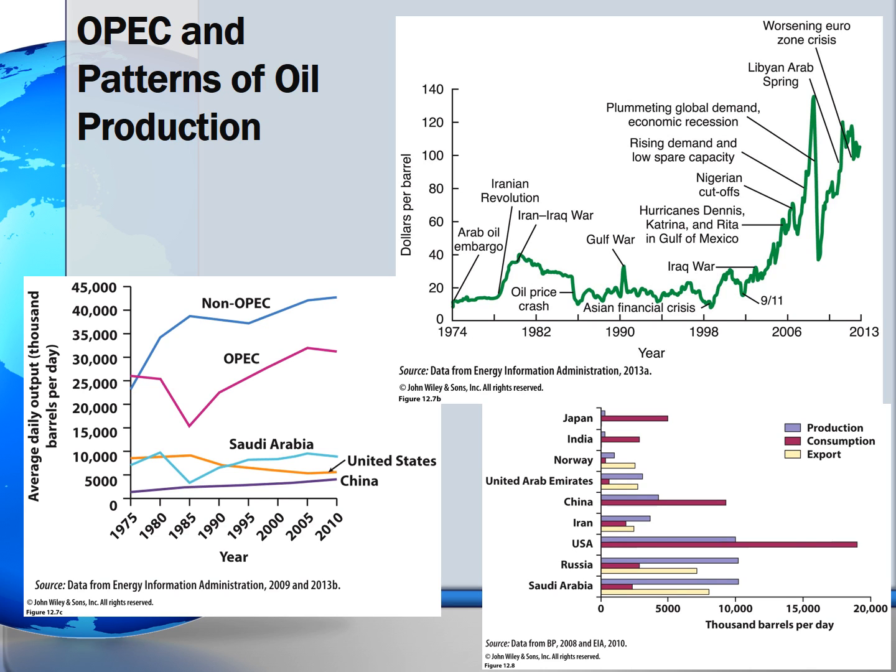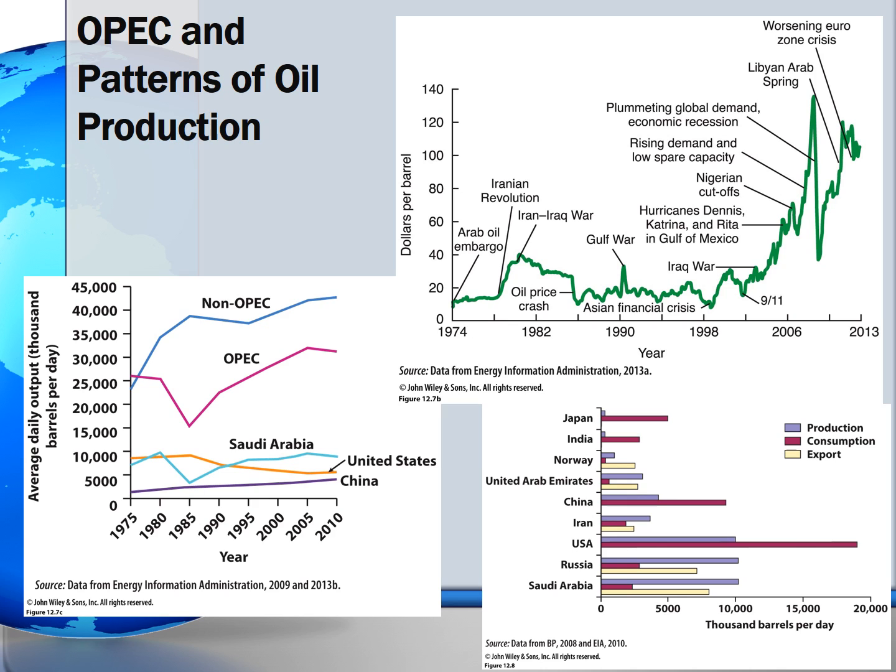The bottom left graph shows oil production over time. OPEC produces about 43% of the world's oil. However, analysts predict OPEC's share of global production to approach 50% by 2030.